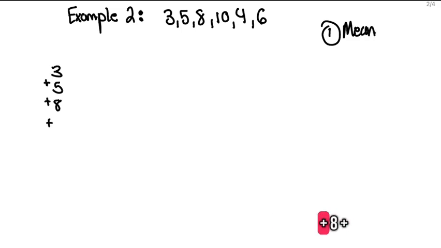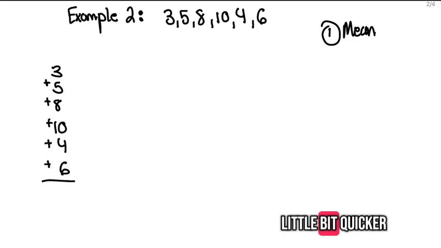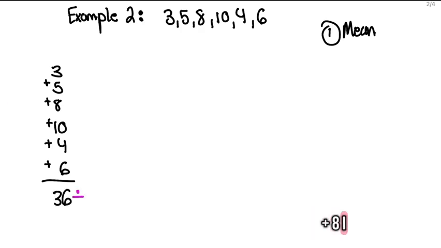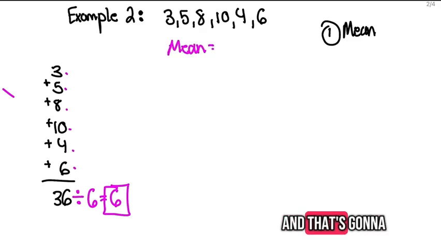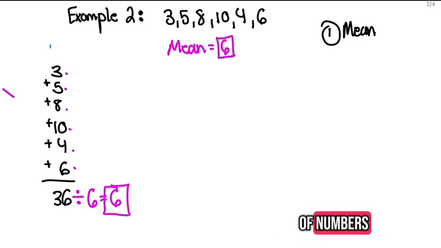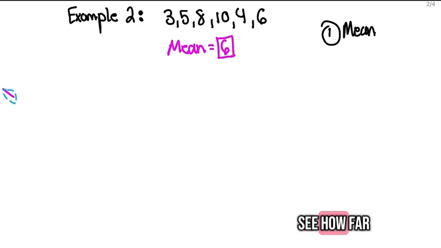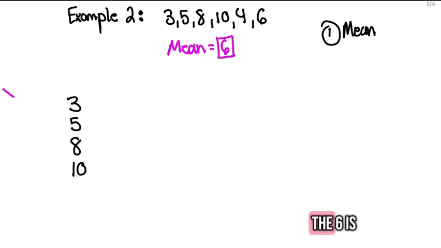3 plus 5 plus 8 plus 10 plus 4 plus 6. I'll try to work this out a little quicker. If I add up all those numbers, I get 36. I divide that by 6 because that's how many data points I have, and that's going to be the mean of my set of numbers, 6. So now I'm going to see how far away each data point, the 3, the 5, the 8, the 10, the 4, and the 6, is from the number 6.